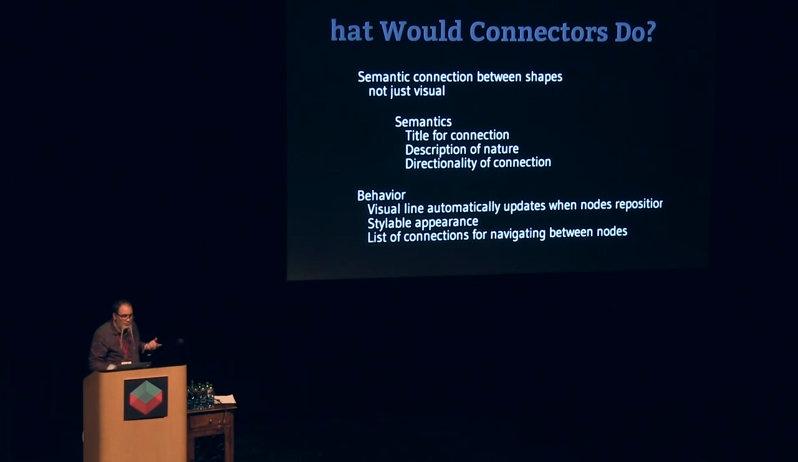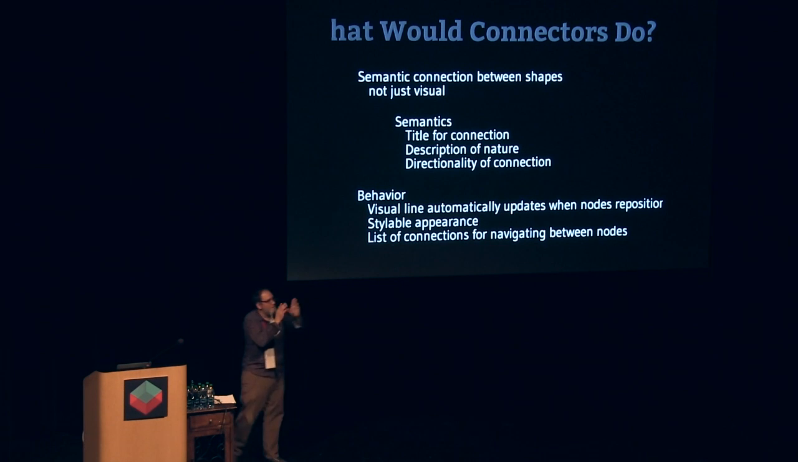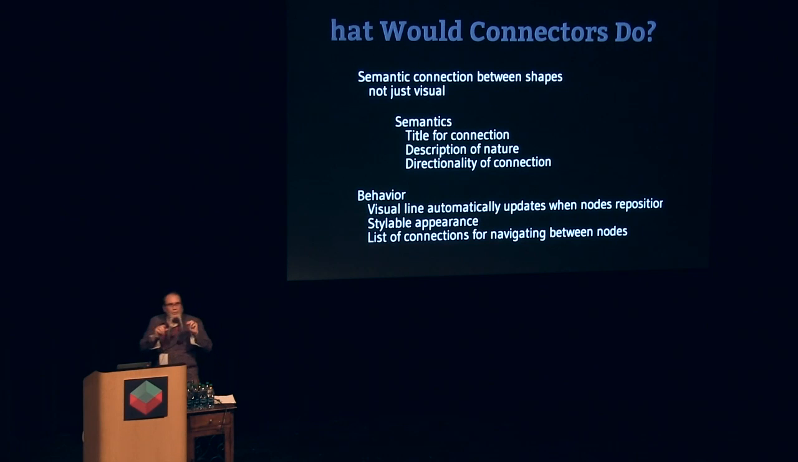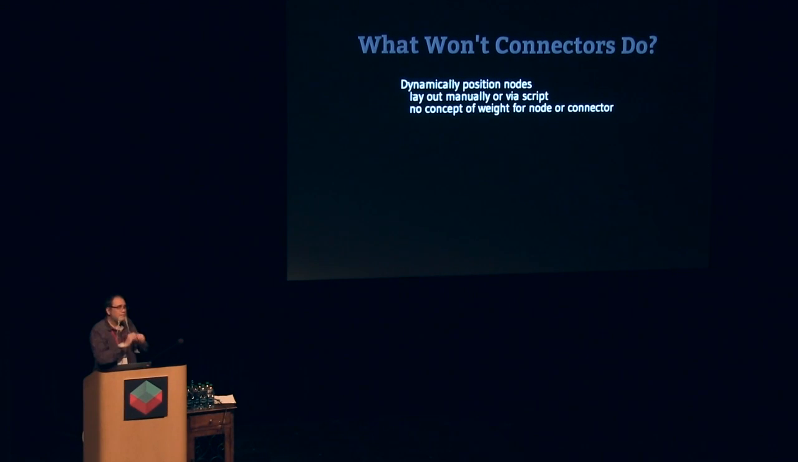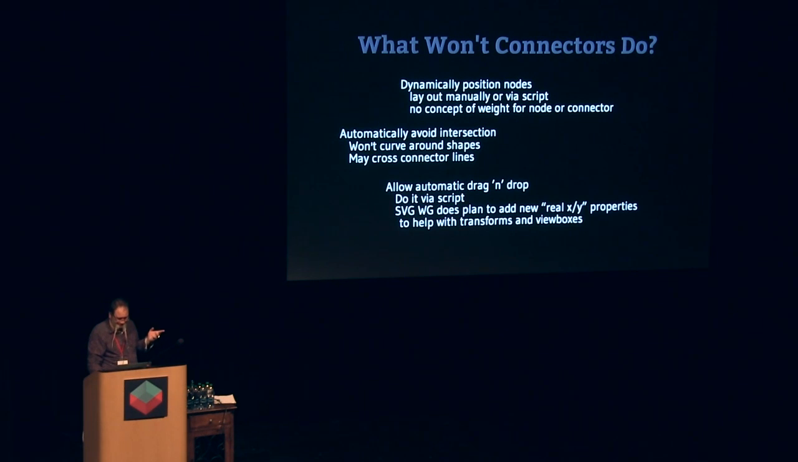What we would do is let you style the appearance of the line, or even draw your own line with the basic logic that you've given underneath. As the thing moves, we would give you the straight line that connects those two points. What we wouldn't do is position the nodes automatically for you. There's any number of layout mechanisms you would want to have. We wouldn't avoid intersection with the lines. You'd have to do that yourself for version 1.